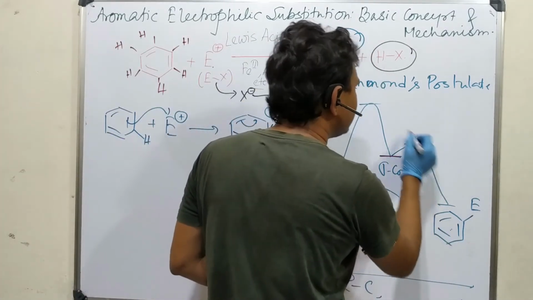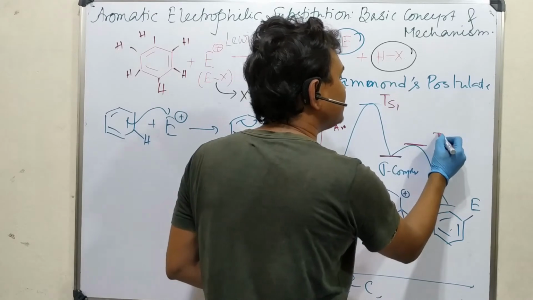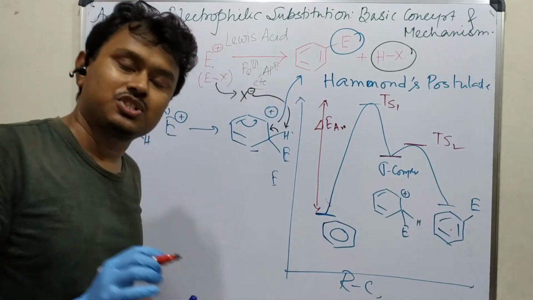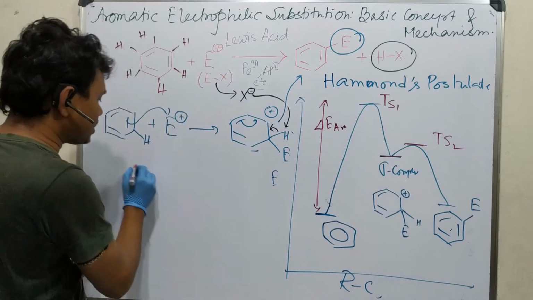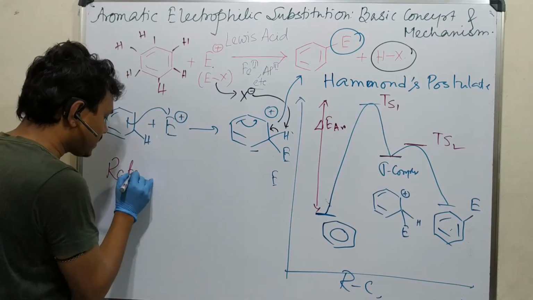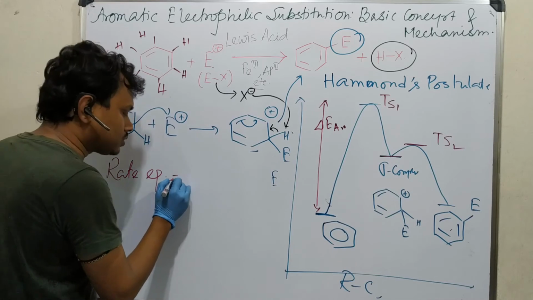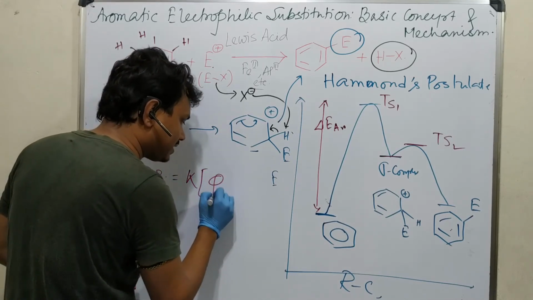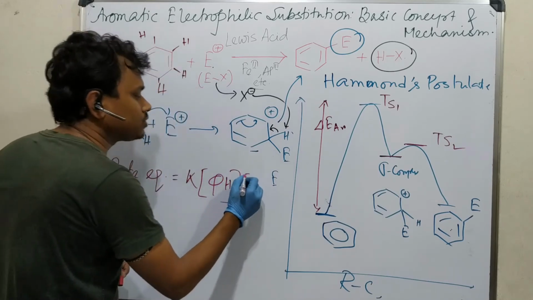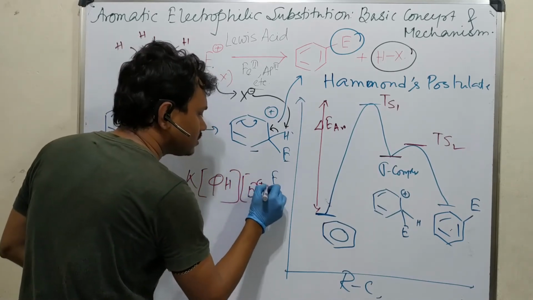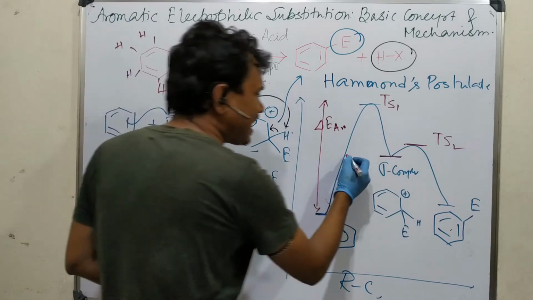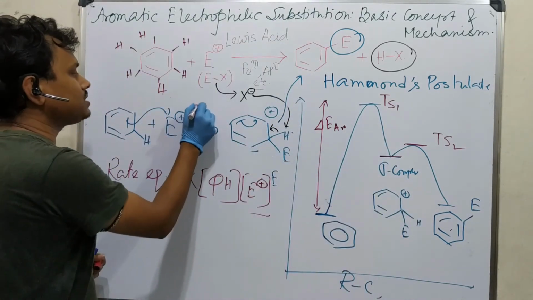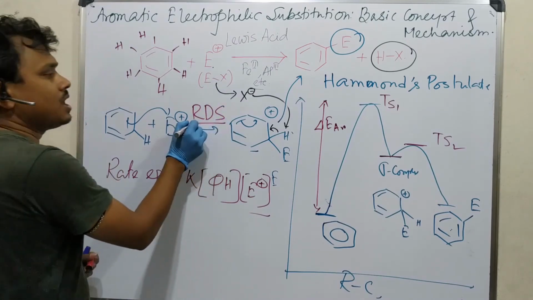So this is the TS1 and this is the TS2. So this is lesser. So consequently, what happens? The rate equation looks like rate constant into concentration of aromatic, let's consider benzene, into the concentration of electrophile. Okay, and this is the RD step. So this first step, this is the RD step.